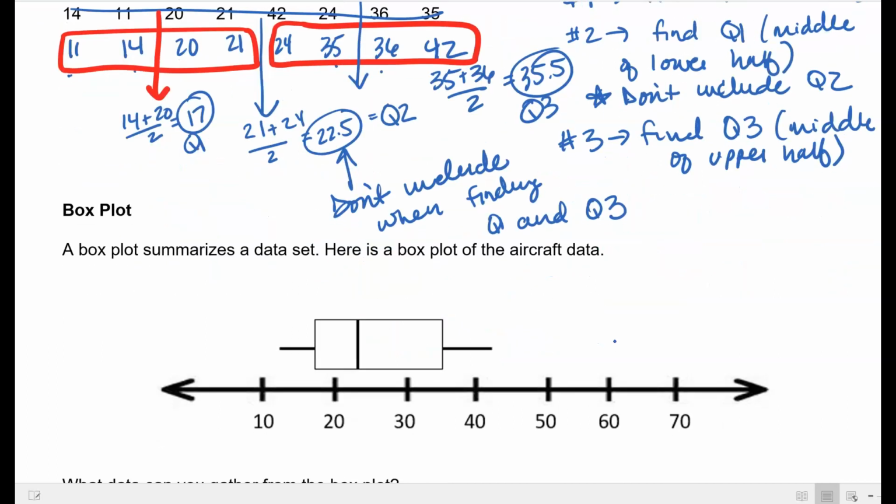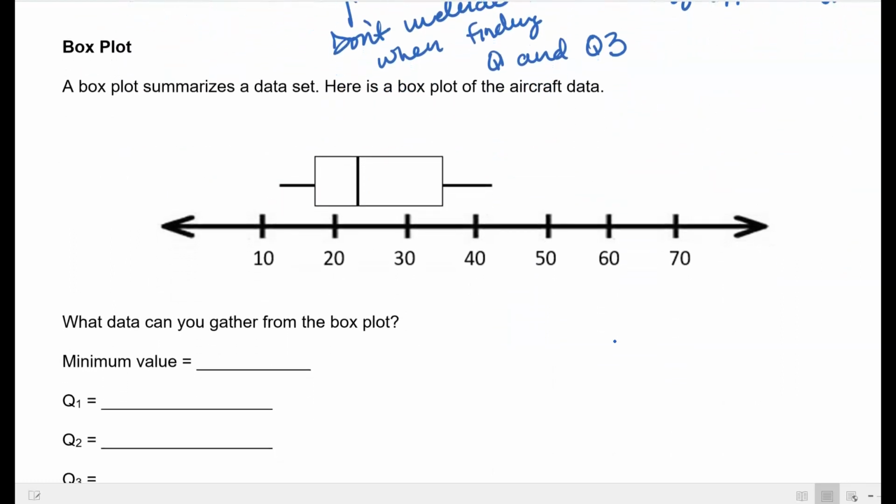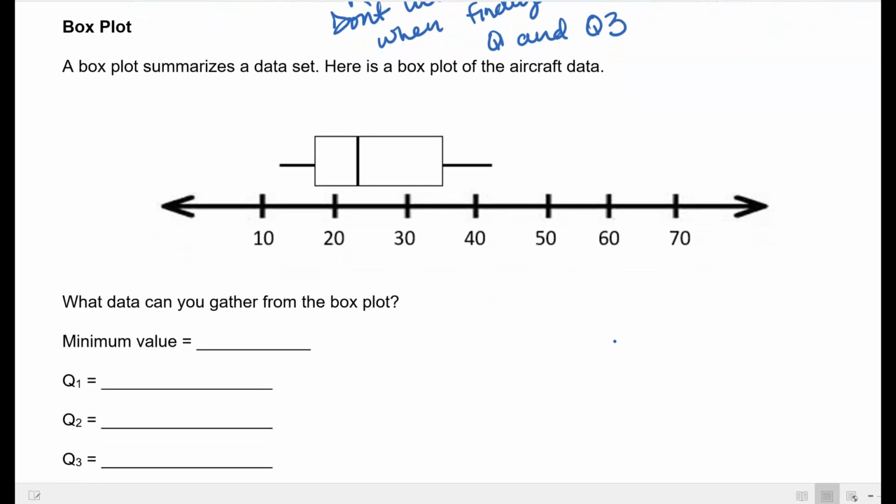So I think we've got one more here. Let's look at this box plot. A box plot is a type of graph that summarizes the data set, and it summarizes it in quartiles. If you look at this box plot, there are 4 sections of the plot. We've got right here, we call that a whisker, this section, and this section.